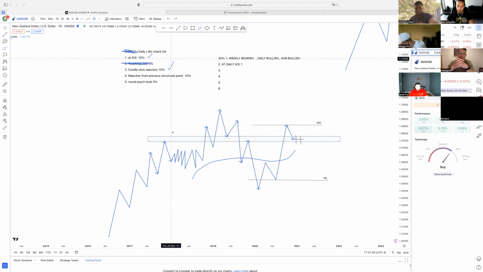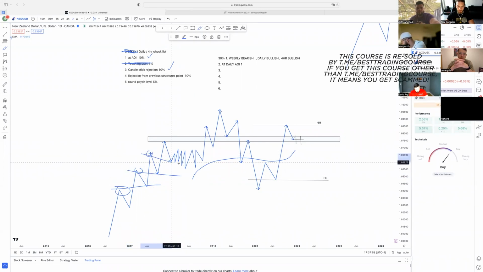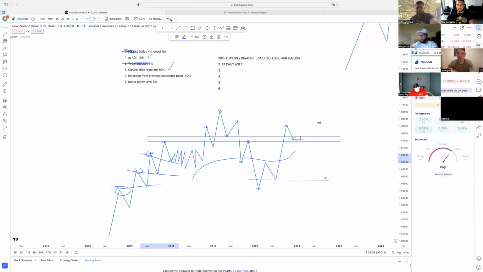So for these examples right here, this would be the previous structure point to this one. This would be the previous structure point to this one. This would be the previous structure point to this one. If that makes sense, type 1. If it doesn't, type 2. You guys are seeing how it's so simple, right? It's right in front of us. I'm not making any of this up, right?